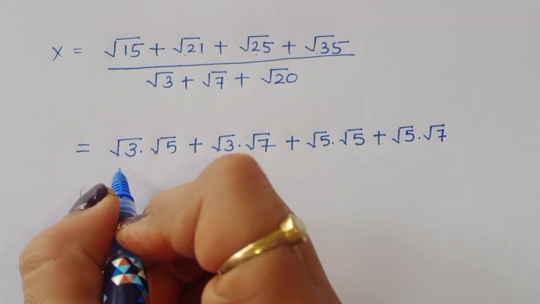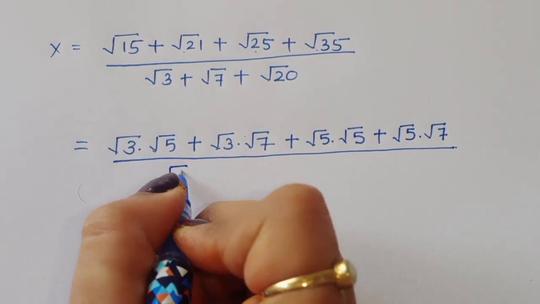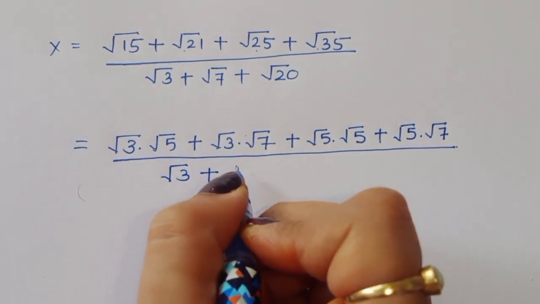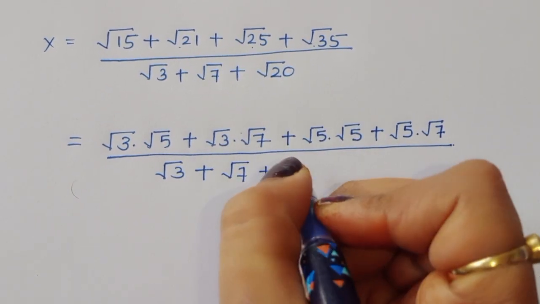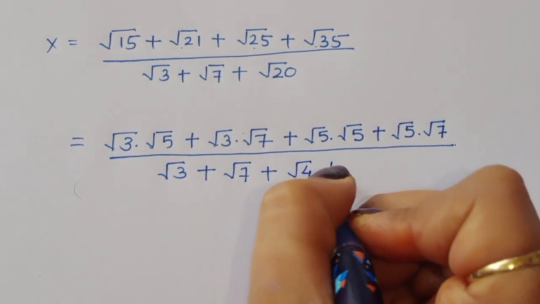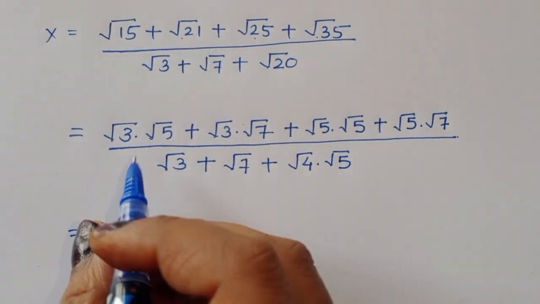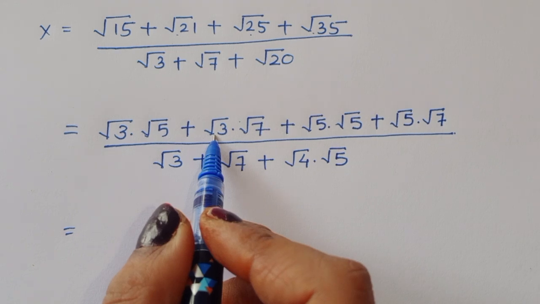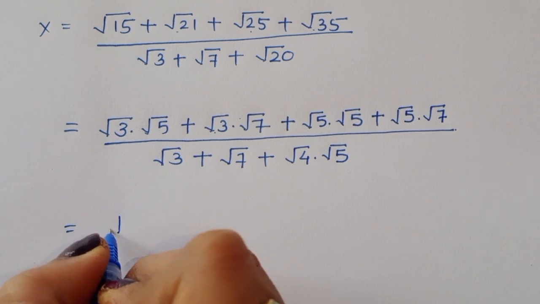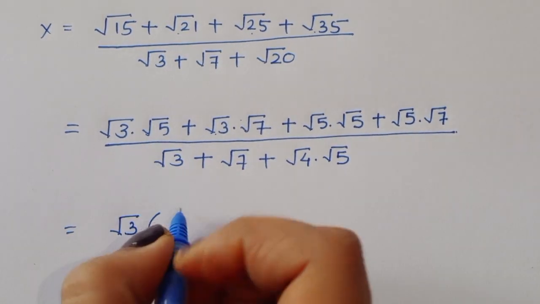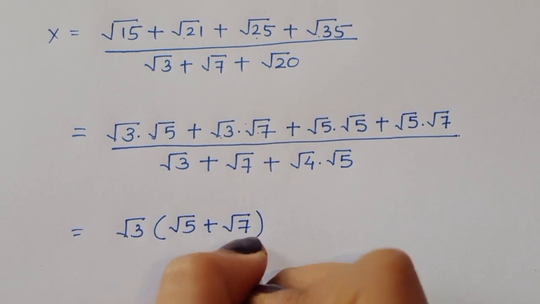5 7s are 35, divided by square root of 3 plus square root of 7 plus square root of 20. 4 5s are 20, so we can write this as square root of 4 times square root of 5. Now, square root of 3 times square root of 5 plus square root of 3 times square root of 7. So we can take common square root of 3: square root of 3 times (square root of 5 plus square root of 7), right?